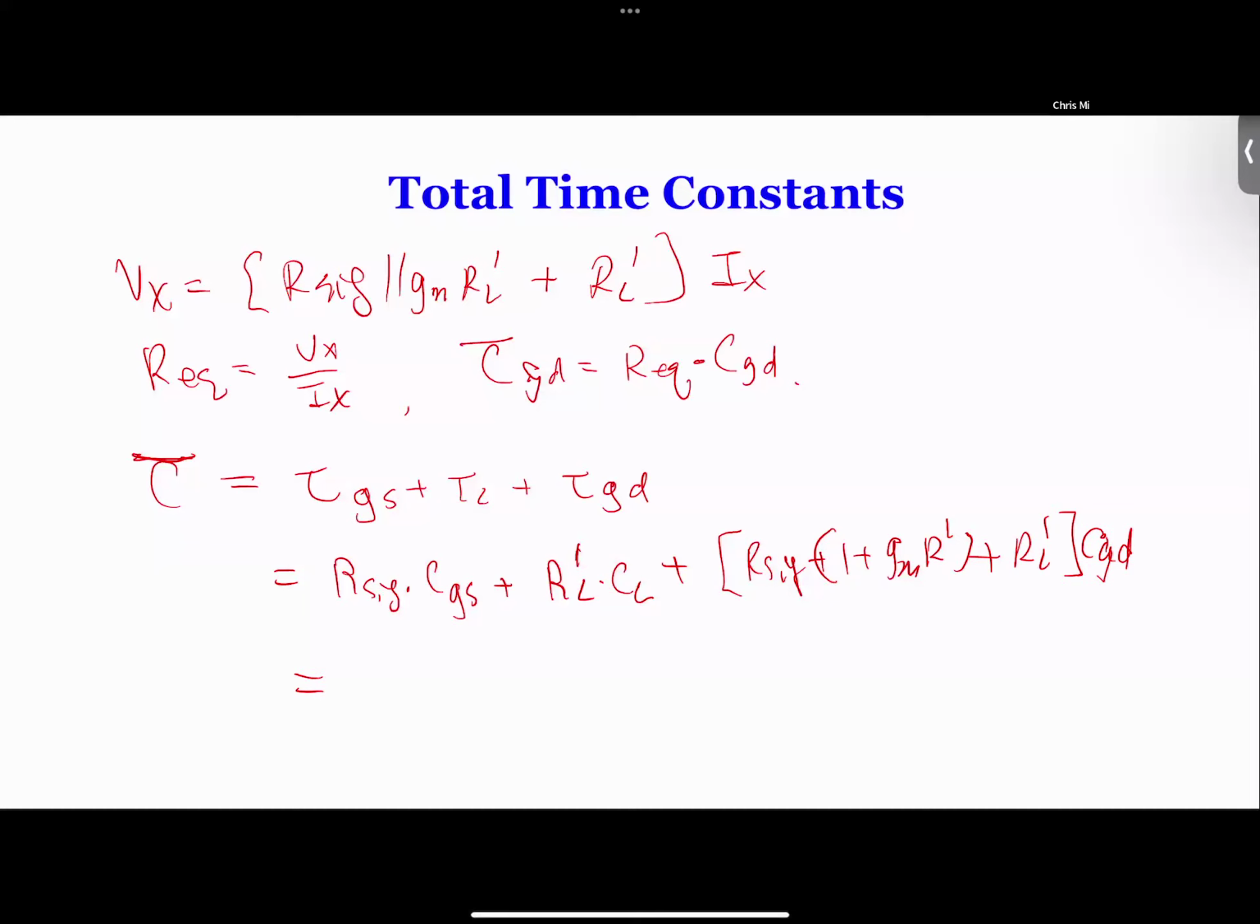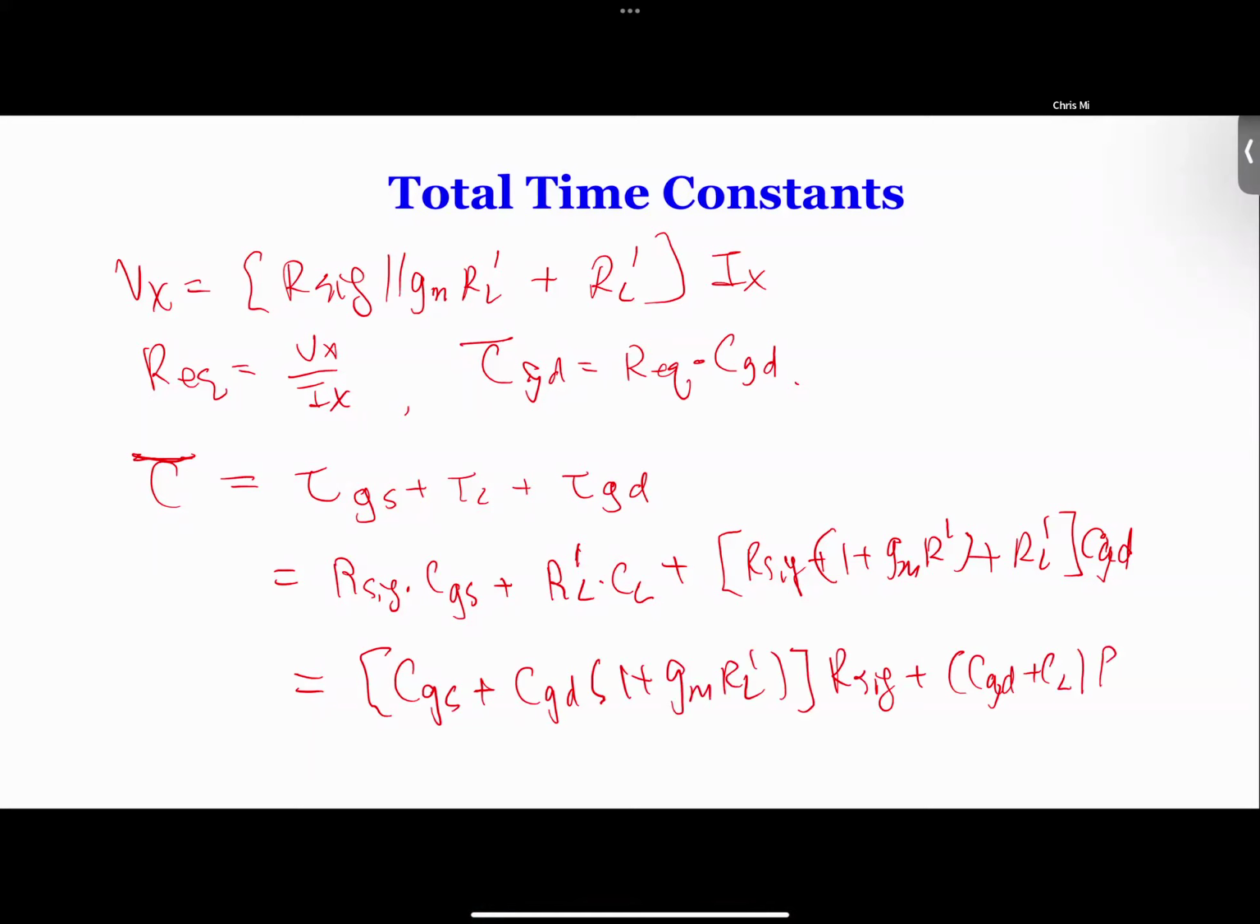Once you combine them, we find that this equation is fairly interesting. It becomes CGS plus CGD times 1 plus GM RL prime, times RSIG, plus CGD plus CL times RL prime. And if you look at what happened with this term, this is exactly what we got for the FH. So we got that, but then we got another term related to CL.